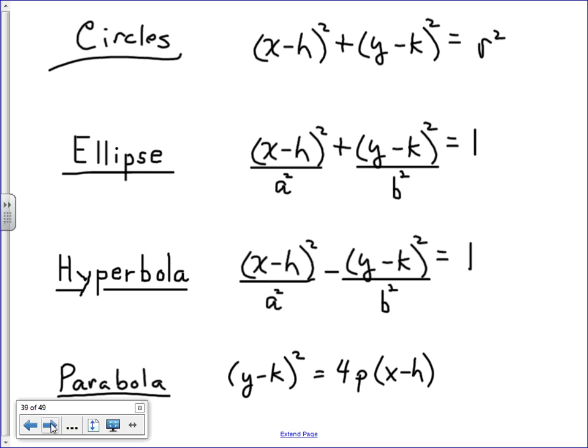There's the equation for a circle. I don't know why it says circles and all the rest of them are singular. I apologize. Maybe I can erase it. I'm not sure if it'll erase. Okay, good. Now, I don't like bad grammar. So, there's the equation of a circle, the equation of ellipse, hyperbola, parabola. You may want to copy them down.